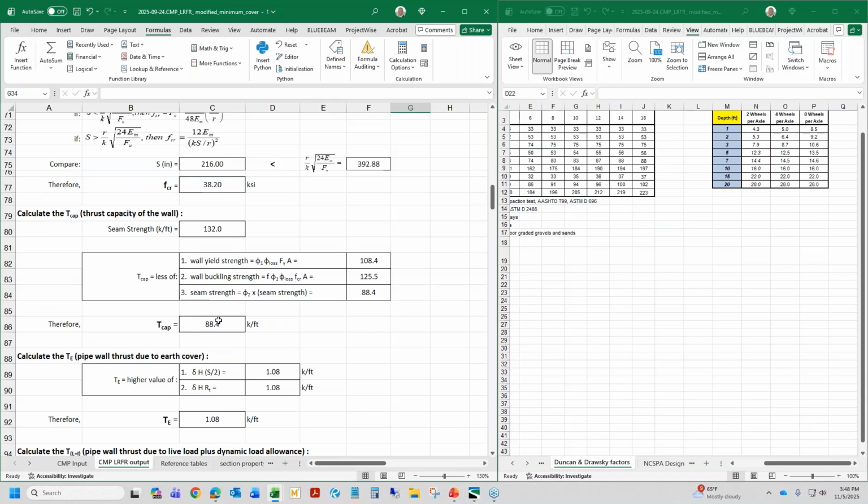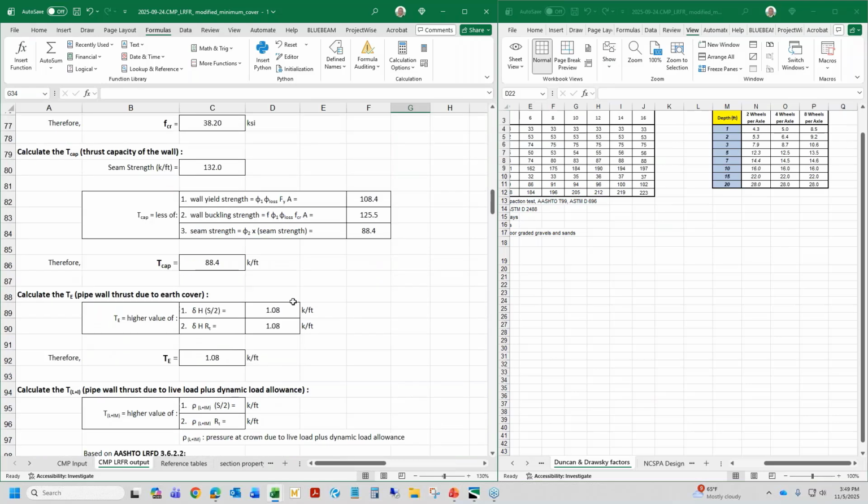In this case, the thrust capacity becomes 88.4 kips per foot. We then calculate what is the actual thrust in the structure, so the demand essentially. And in this case, we end up with 1 kip per foot. So as I thought, and as both me and Dr. Sargan have talked about, the thrust in the pipe resulting from earth load is very trivial when you consider the capacity of the particular structure.